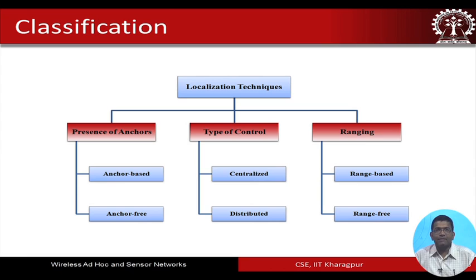The localization schemes that have been proposed for underwater environments can be broadly classified into three types. Some schemes assume the presence of anchors; these are called anchor based schemes. Some schemes do not assume the presence of anchors, and these are called anchor free schemes. The second category is the type of control that is used, whether it is centralized control or distributed control, and the third is range based schemes and range free schemes.